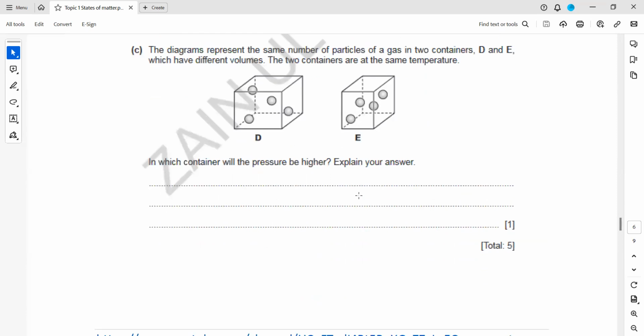The diagram represents the same number of molecules in two containers, D and E. Which container will exert a higher pressure and why? So E is right, that's correct. E, but why?